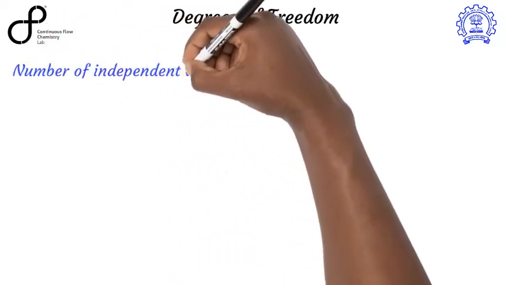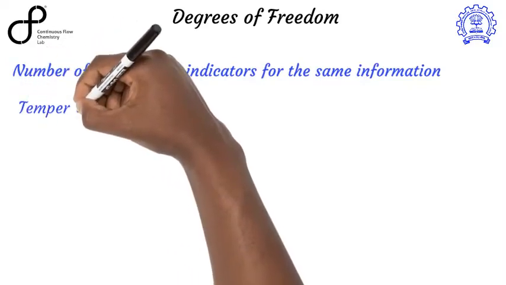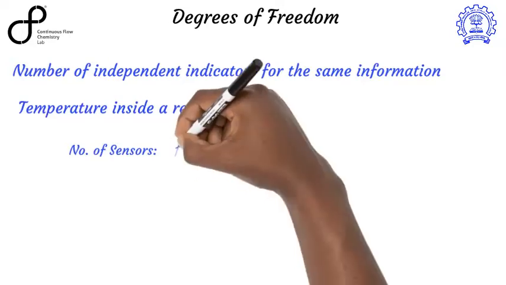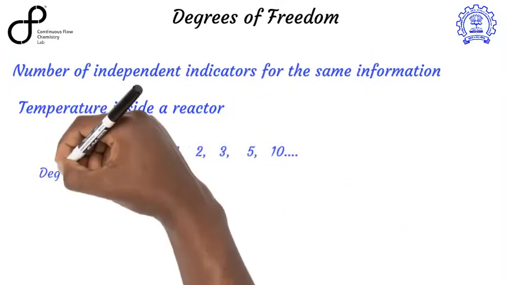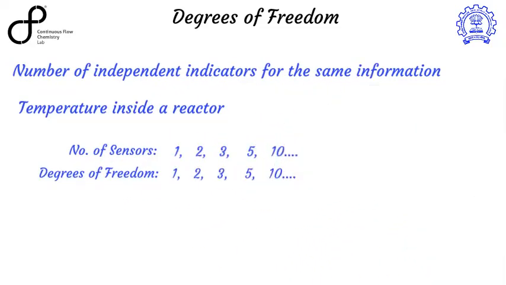The broad definition of degrees of freedom is the number of independent indicators for the same information. For example, let us say that we want to measure the temperature inside our reactor. To do so, we can either use one or two or many temperature sensors. These sensors could be of the same type or different. So the degrees of freedom to measure temperature of our reactor is the number of sensors used.